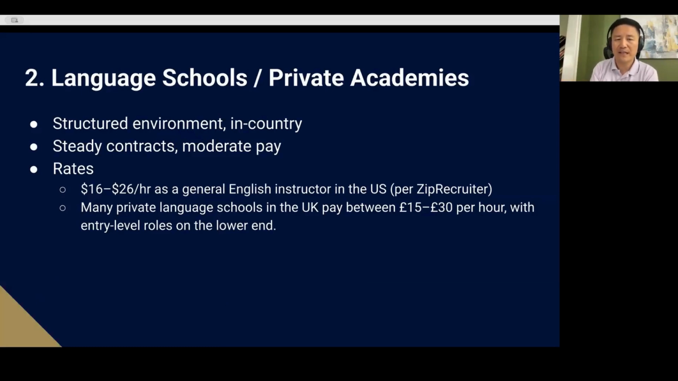Number two, language schools, private academies. This is a more structured environment, with steady contracts and moderate pay. If you can get into some of these language schools and private academies, you are looking for more stability than online teaching, right? Basically they give you contracts and they give you students. In the US the rate is $16 to $26 an hour as a general English instructor, according to ZipRecruiter data. Many private language schools in the UK pay between 15 and 30 pounds per hour, with entry-level roles on the lower end. These are statistical figures we got from the resources. Again, it can be lower or higher, but that's a range.